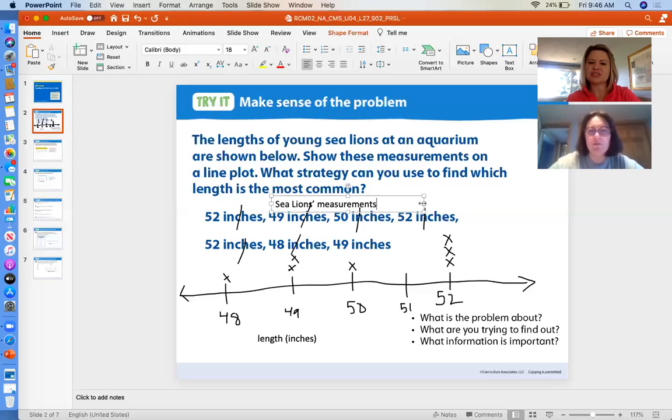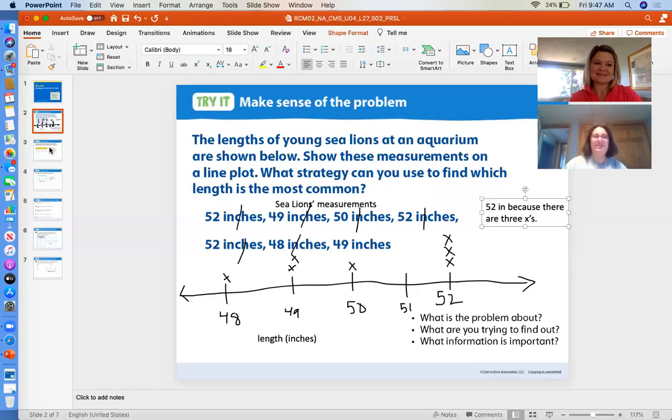So then the last question says, what strategy can you use to find which length is most common? So do we have to answer that question? We do. Well, I just looked at it and said, which one has the most X's? Right. And which one is that? 52 inches. And we know that because there are 3 X's, right? Maybe like that. Because there are 2 X's there. Yes, exactly.